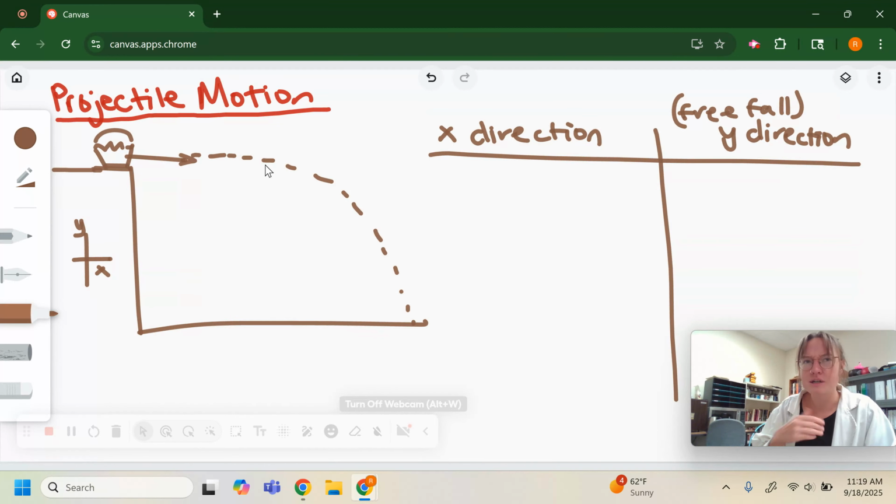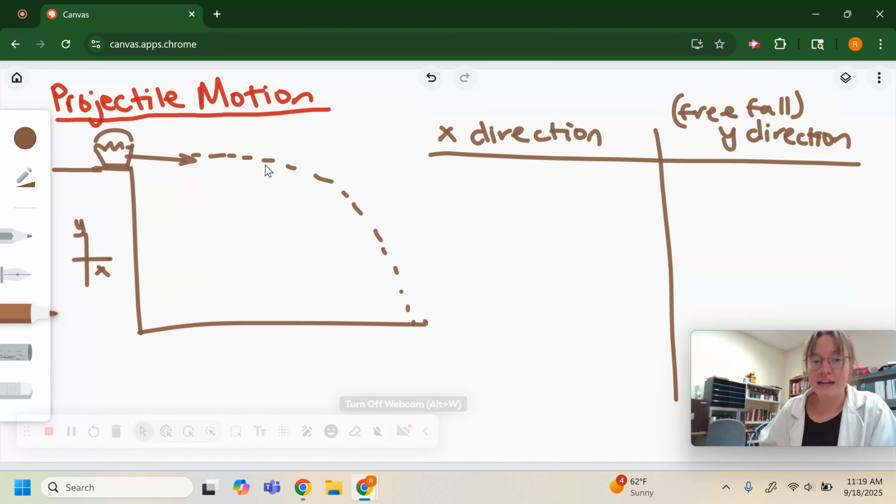And students say no. Once it leaves your hand, there's nothing speeding it up in the x direction. And I say, okay, students, once it leaves my hand, is there anything that is slowing it down in the x direction? And students will typically give mixed responses here. Some people say no, and other people say yes. And the people who say yes say air resistance is slowing it down.